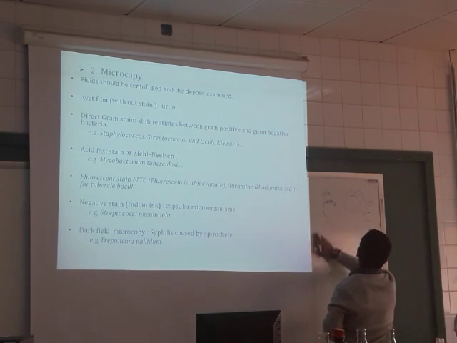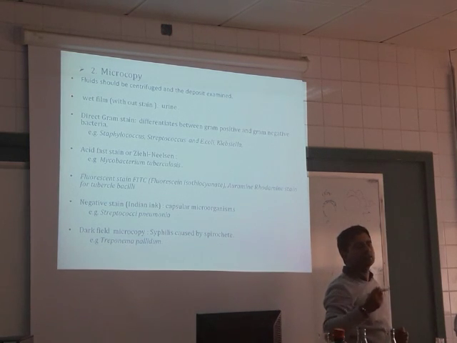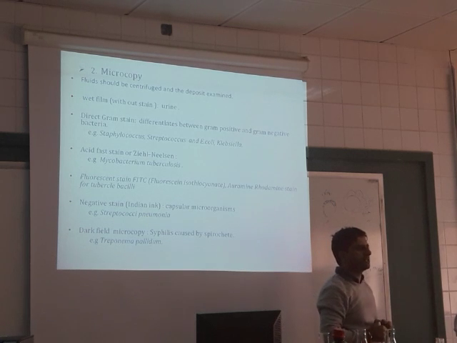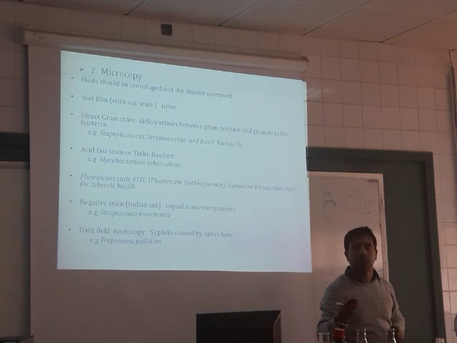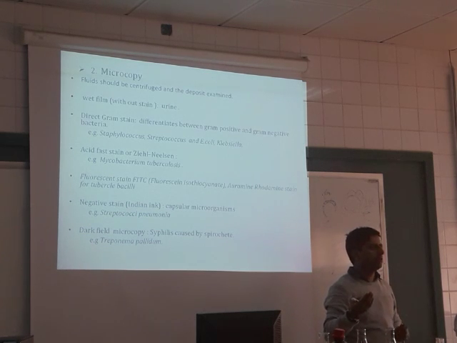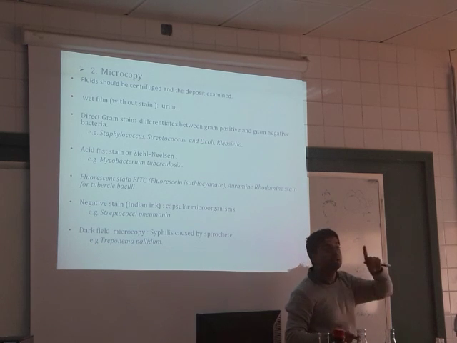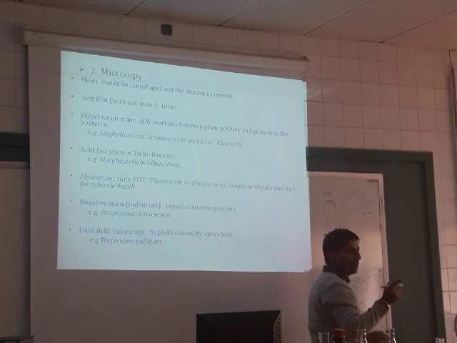Negative stain is very simple. The negative stain is called Indian ink. It's called as? Indian ink. What's the charge on the bacterial surface? The capsule. What is the charge on the outer surface of the capsule? Negative. On the outer surface of the bacteria there is a negative charge, okay? Yes? Negative.